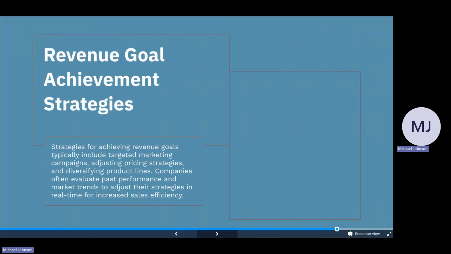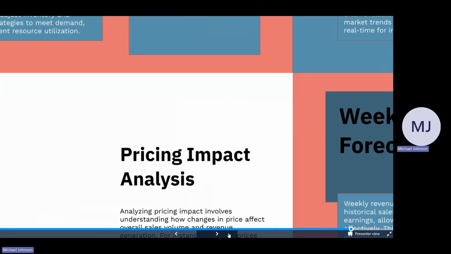Revenue goal achievement strategies. Strategies for achieving revenue goals typically include targeted marketing campaigns, adjusting pricing strategies, and diversifying product lines. Companies often evaluate past performance and market trends to adjust their strategies in real time for increased sales efficiency.